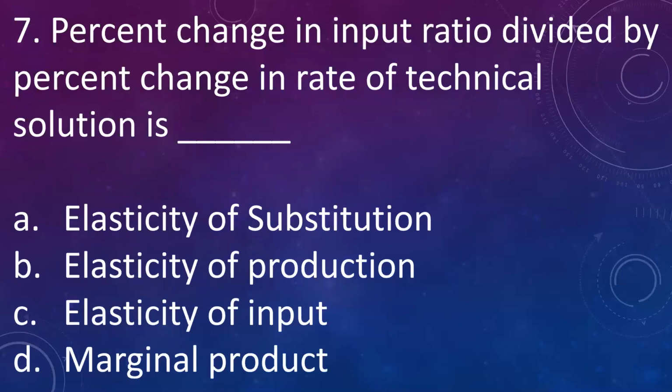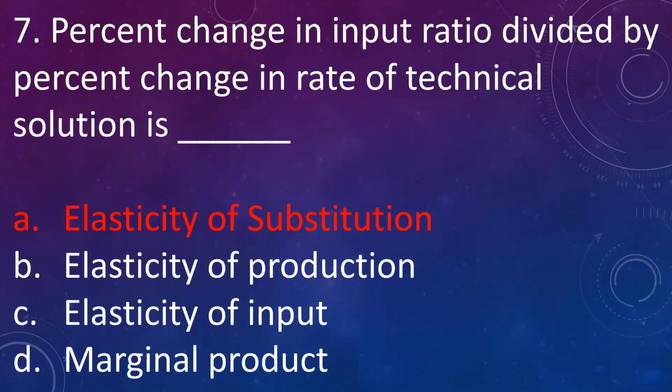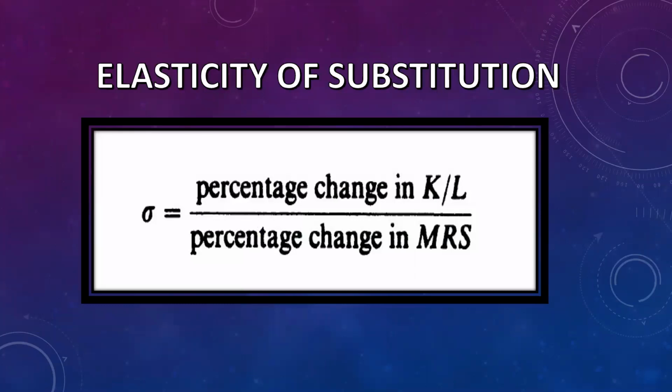The percentage change in input ratio divided by the percentage change in rate of technical substitution is: A. Elasticity of substitution, B. Elasticity of production, C. Elasticity of input, D. Marginal product. The answer is elasticity of substitution. It is given as the percentage change in input ratio divided by the percentage change in marginal rate of substitution.